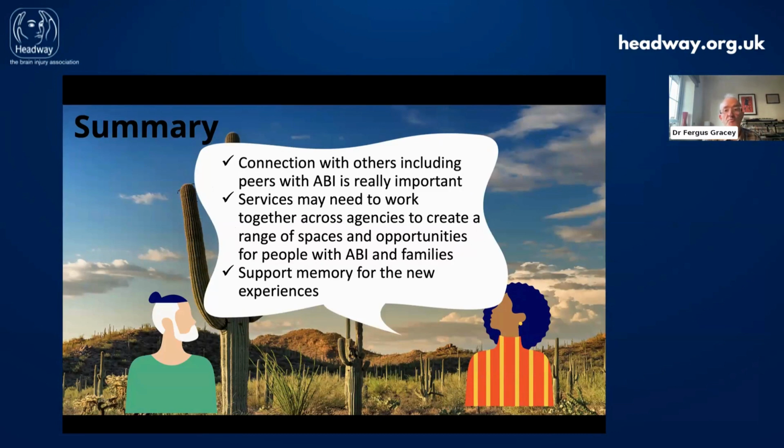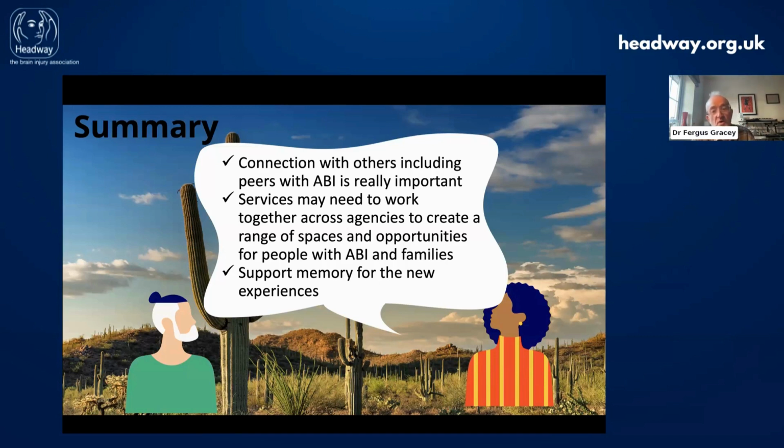Connection with others is super important, including peers with ABI. Services may need to work together across agencies to create a range of spaces and opportunities for people with ABI and their families. And across all of this, for the brain injured person, opportunities to share the experiences that they've had to support their memory for those new experiences. One of the things that we do in our groups is we rehearse the stories about the things that happened. If we don't have those experiences, then we don't rehearse those experiences in groups. So we want those positive experiences, but we want the people to share them with.